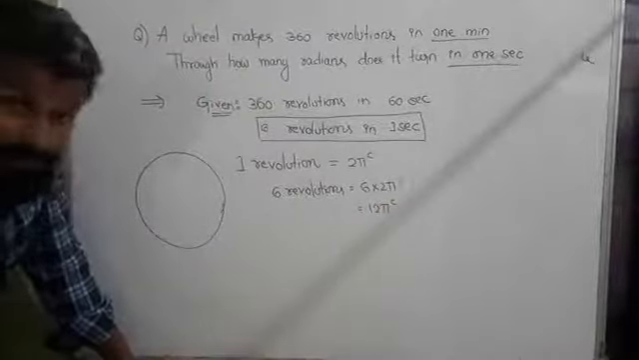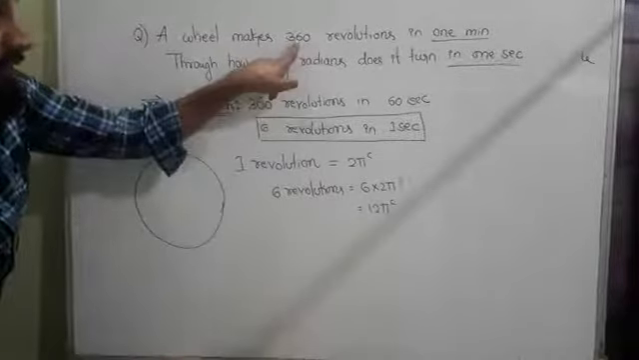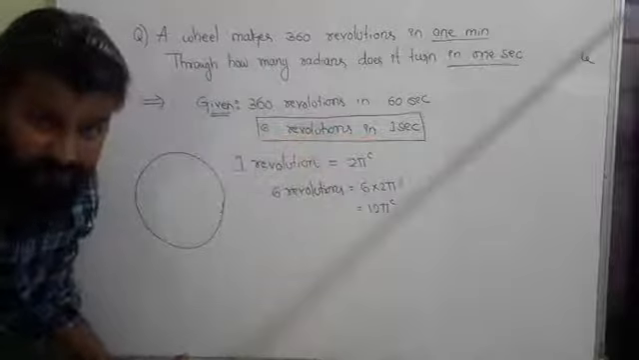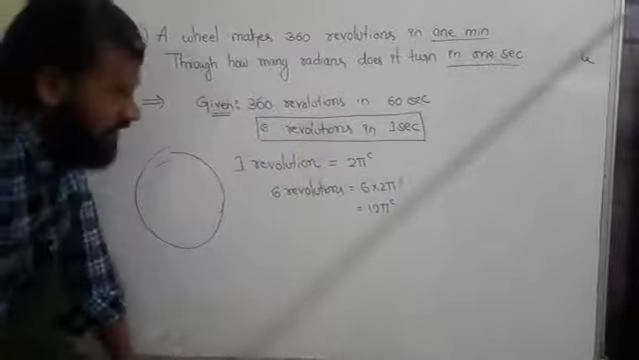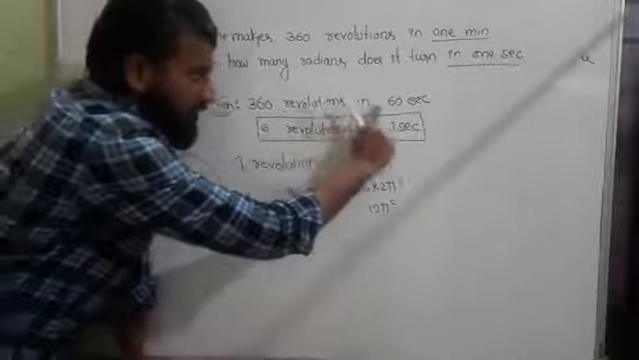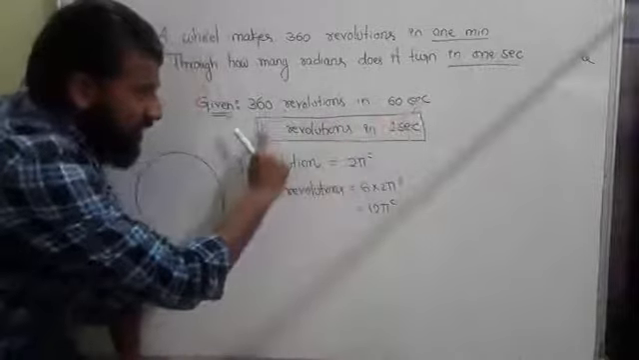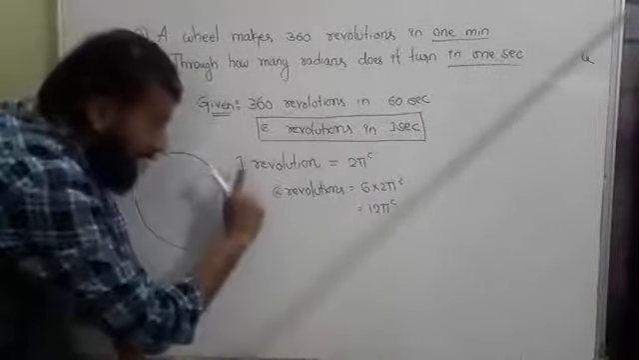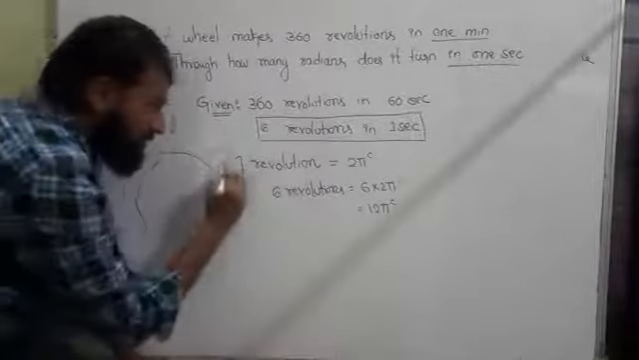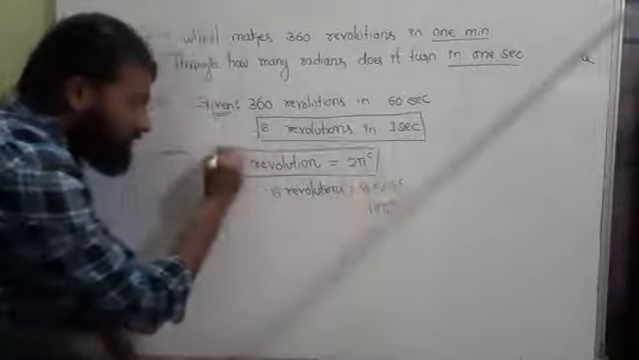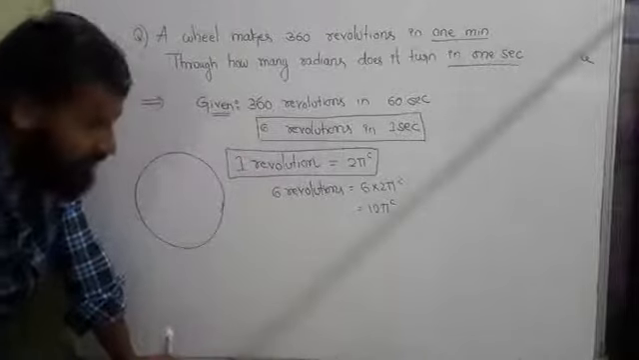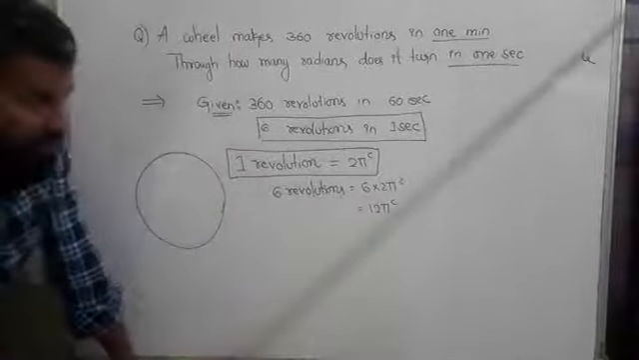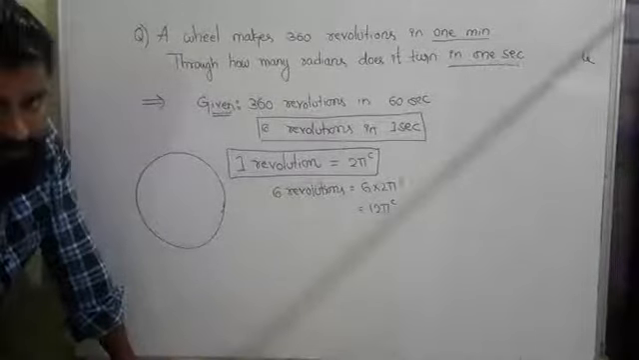So the first thing I did, they gave me revolutions in minute and I converted into seconds. For 1 second I converted. How? 360 revolutions in 1 minute or 60 seconds, which means 6 revolutions in 1 second. And I know one thing from my basics, that 1 revolution means 2 pi radians. So therefore 6 revolutions means 6 into 2 pi, that is 12 pi radians.